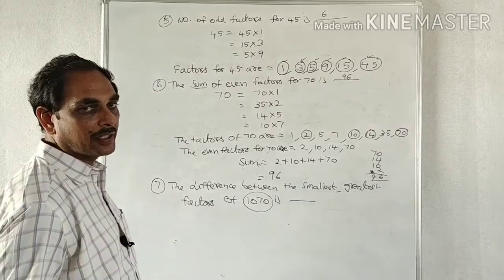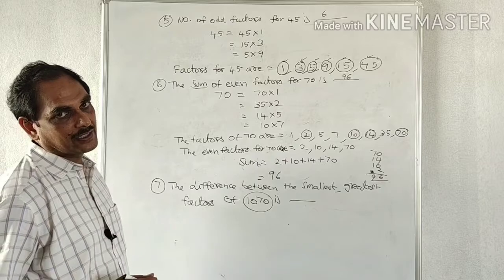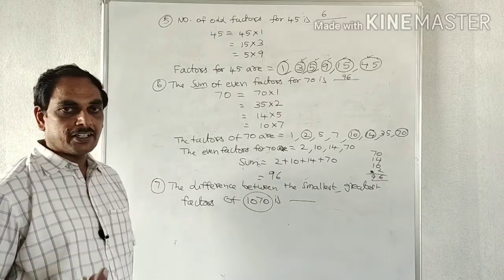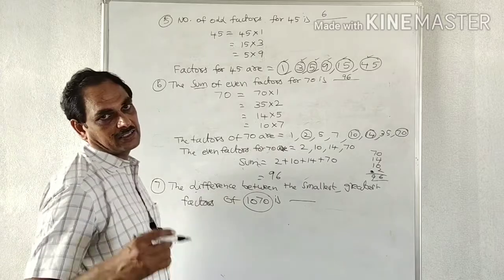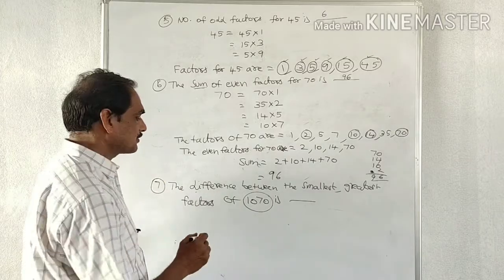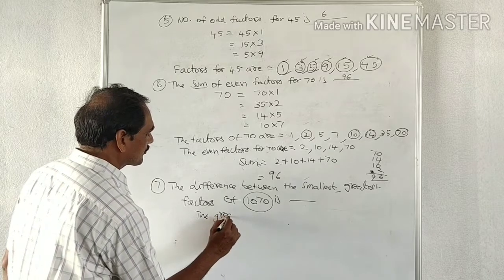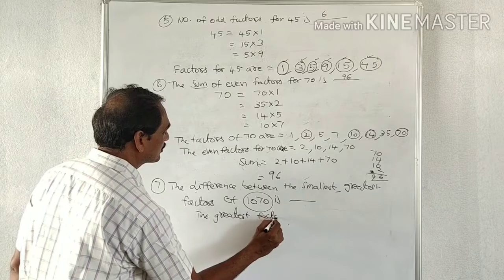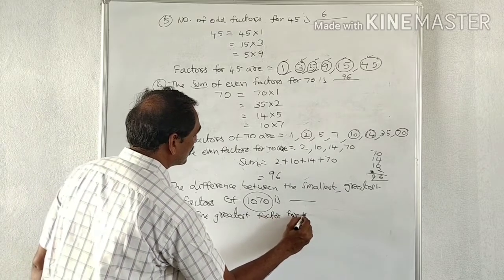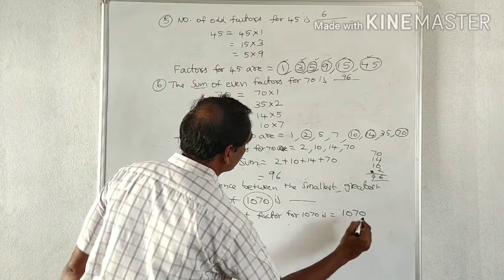For any number, the smallest factor of any number is 1 and the greatest factor of any number is itself. So difference means we subtract the smallest from the greatest. First we write the greatest factor. The greatest factor for 1070 is 1070 itself.